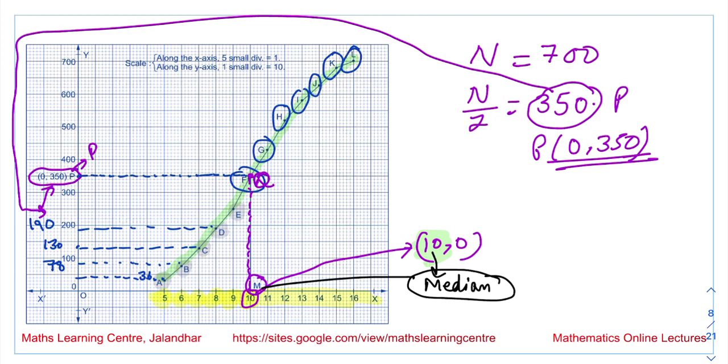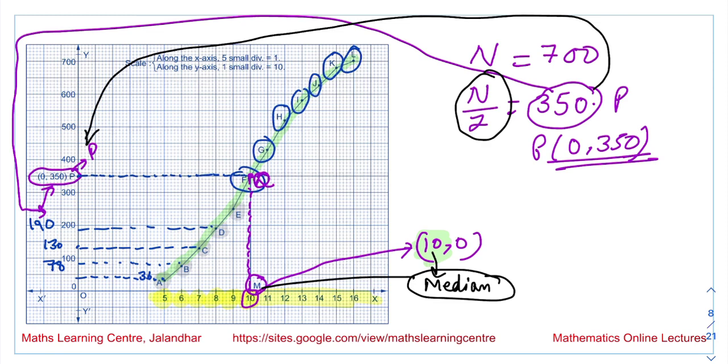So what we have done: we have drawn the Ogive, that is the cumulative frequency curve. On this curve we have calculated the value of n by 2 and located this value on the y-axis. Corresponding to this point we have drawn a perpendicular to obtain the point Q on this Ogive. From this Q we have drawn the perpendicular on the x-axis, and we have obtained the corresponding value of x. This is the median of this data.